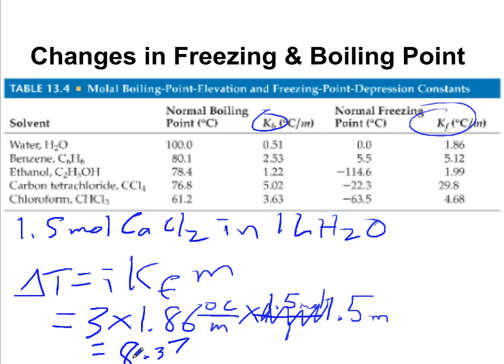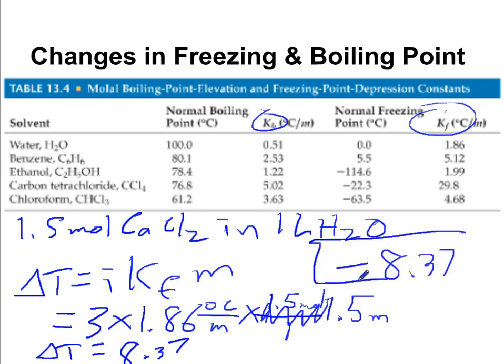Sorry if my 8 went off the screen there. Again, that is not our new freezing temperature, because we know that it's freezing point depression. So this is delta T, the change in temperature. So our new freezing temperature for water is actually going to be negative 8.37 degrees. We had to subtract that from 0.